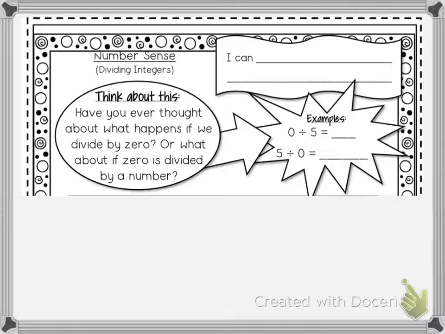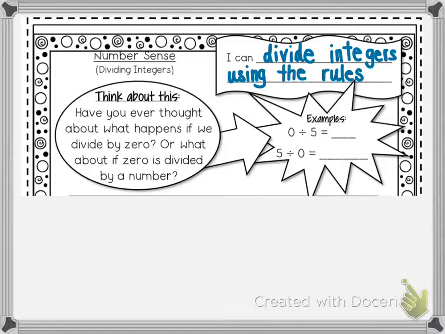Our I can statement is: I can divide integers using the rules. So by the end of this lesson, we want to be able to divide integers and use the rules to kind of check our work. Know that our answer is correct, that it's either positive or negative.